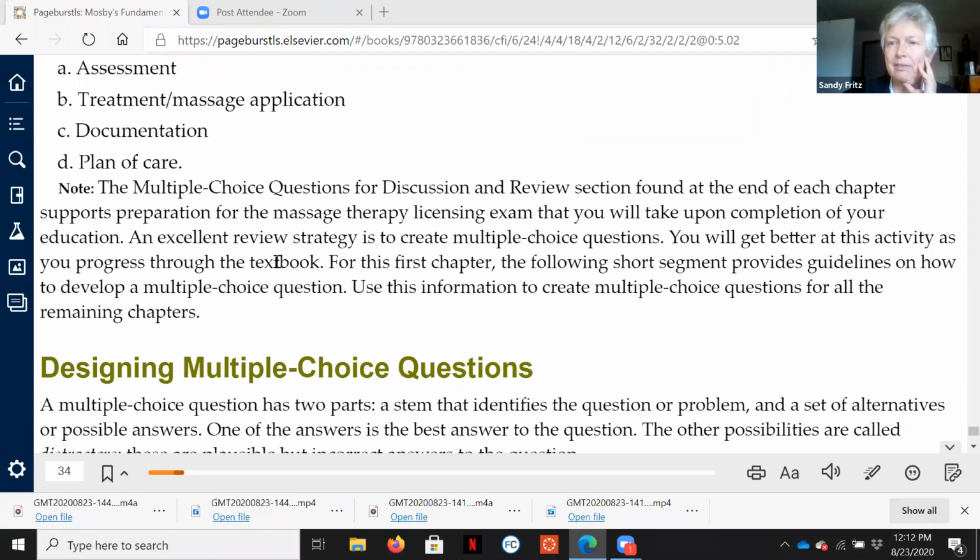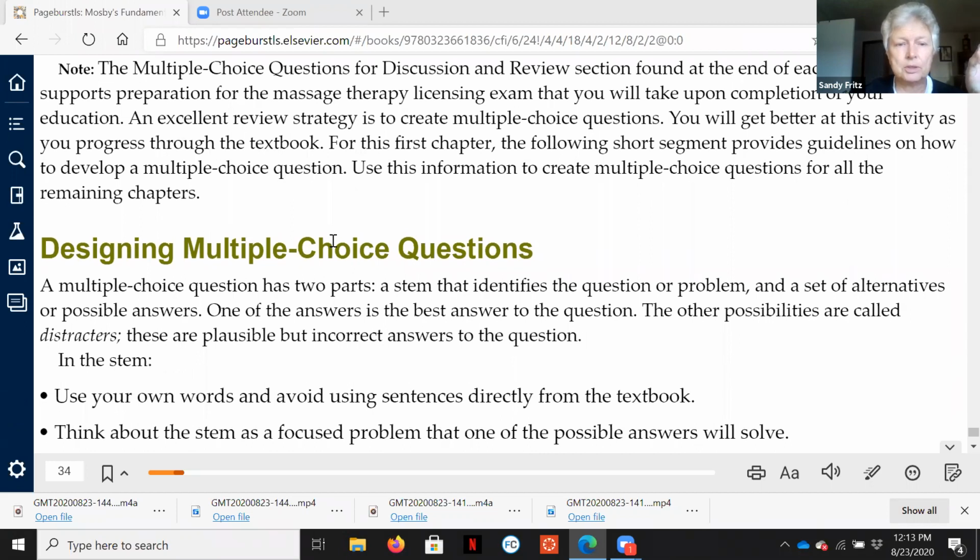You can put these together. Maybe you can use Google Docs, or you can use the discussion feature on Canvas, and you can use these as study quizzes. So in this first chapter, I go through the idea of how you develop multiple choice questions. So a multiple choice question has 2 parts. And if you understand how this goes together, it helps you challenge a multiple choice exam a little bit better.